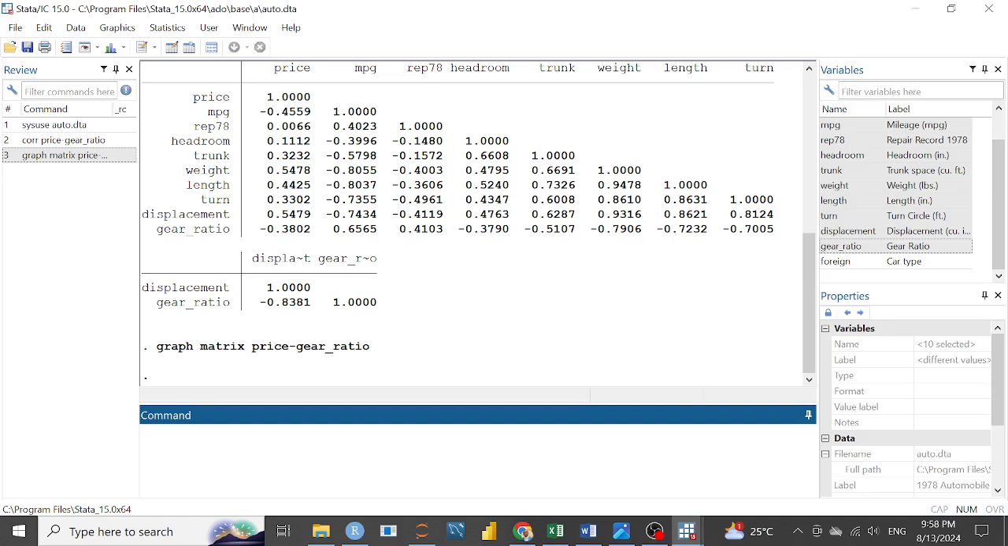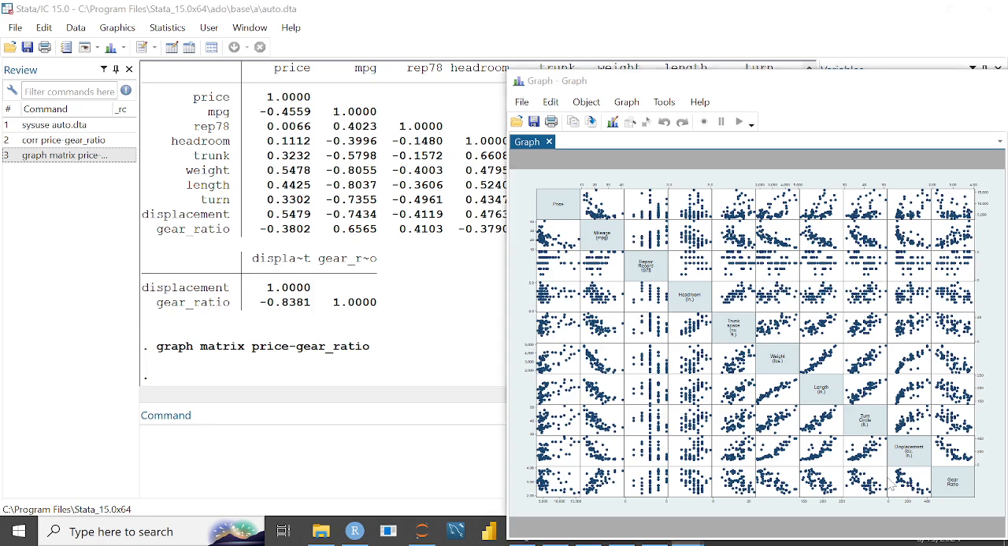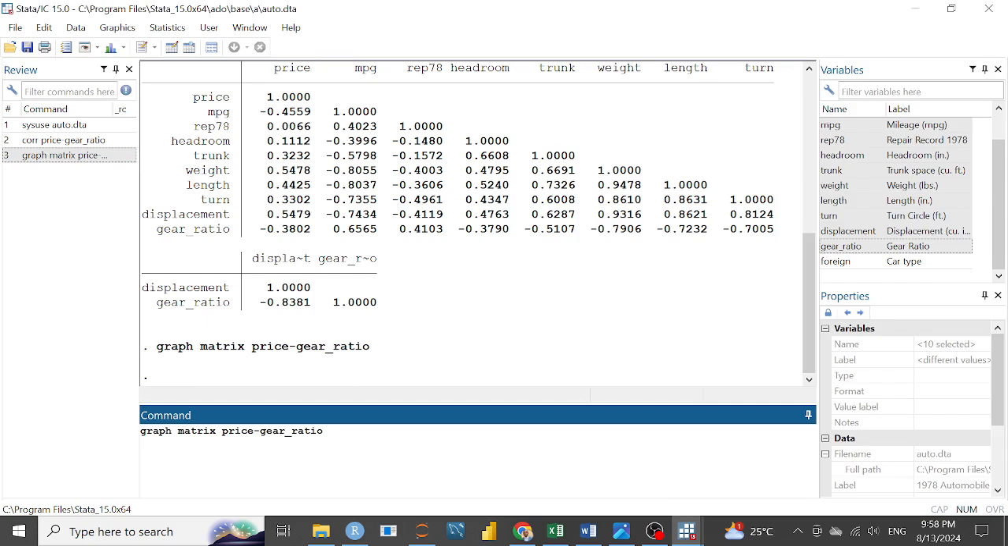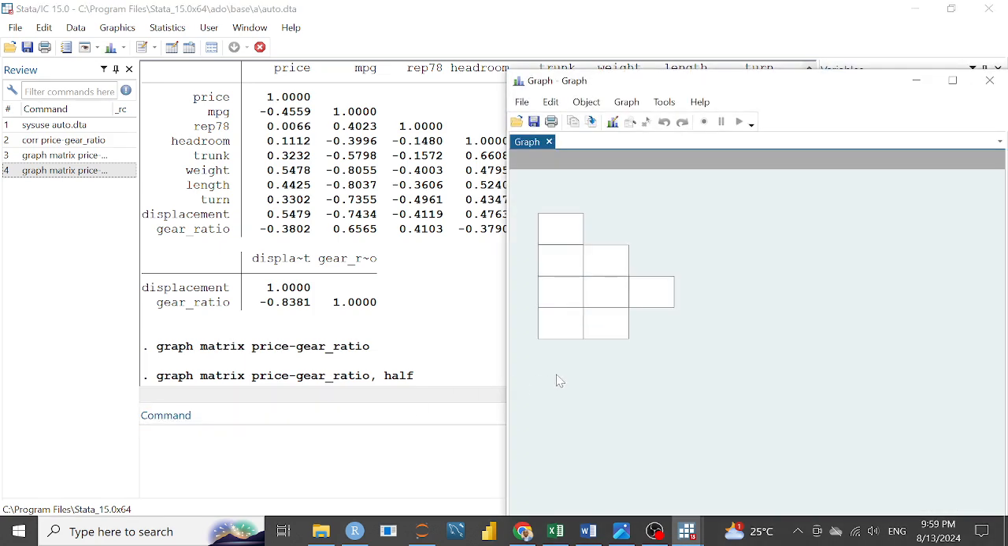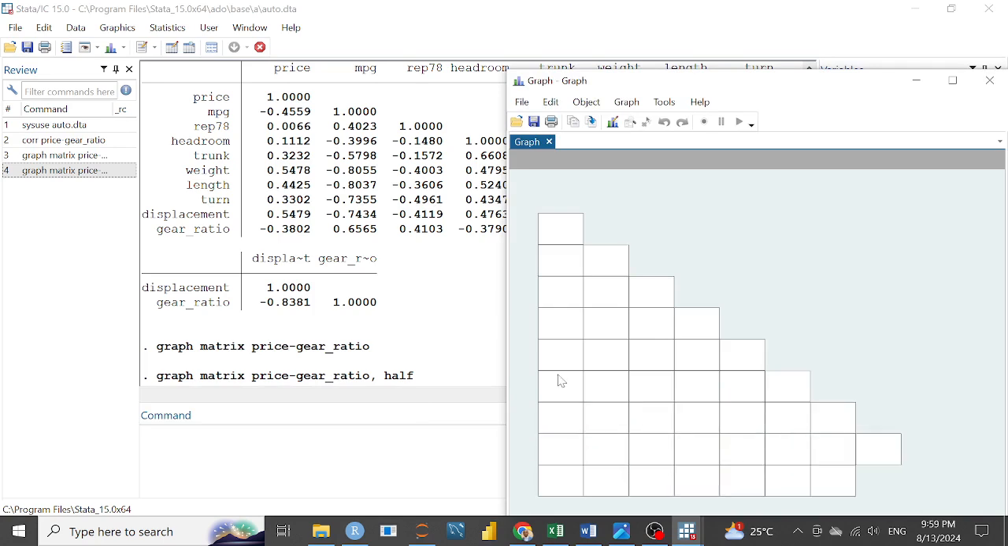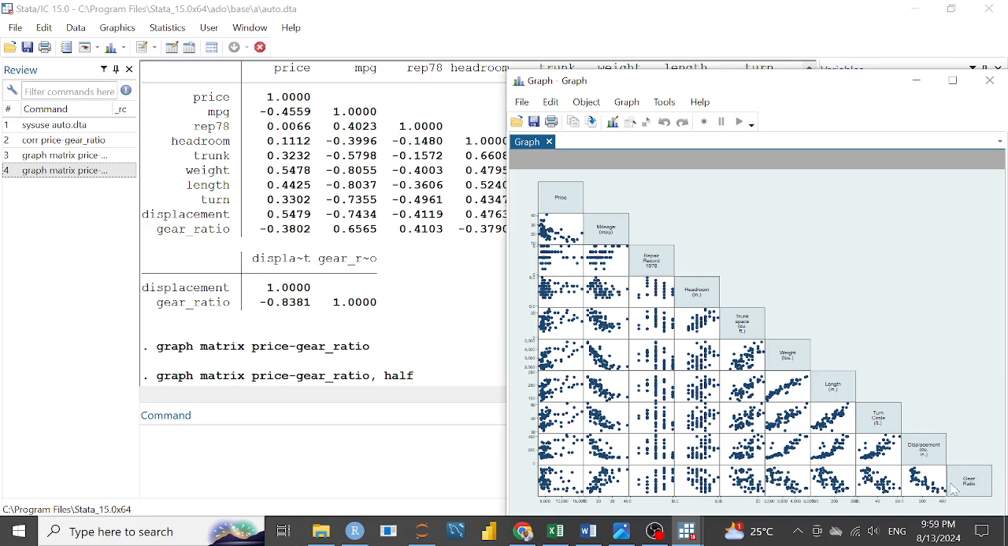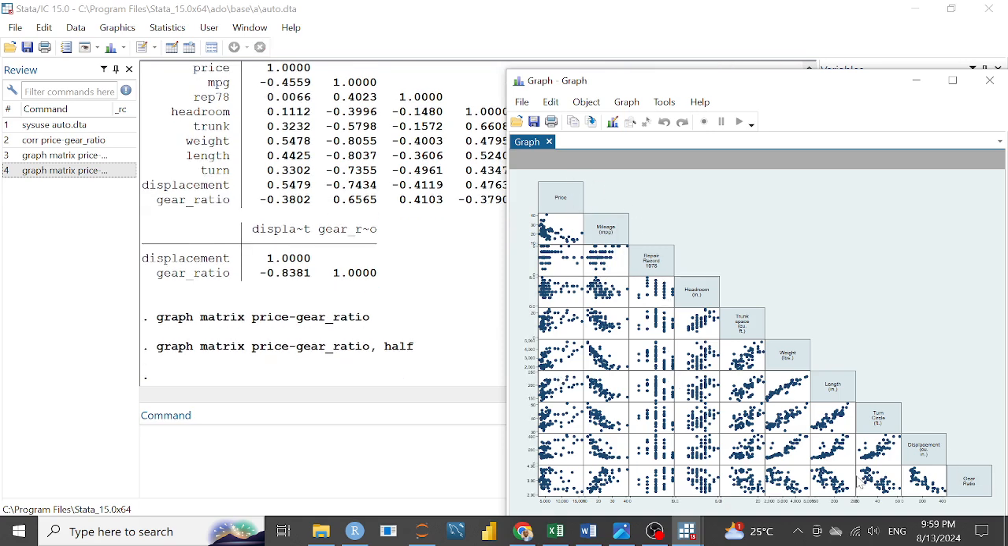Now, if you want half of this to appear, maybe just one diagonal, you want the other side not to appear, maybe you just want the lower triangular area or the upper. All we need to do is come here, put a comma, and write half. It is half that is going to give me. You can see it's the half that is building for me, and the names are there. So it's the same result, only that half is what is given to me.